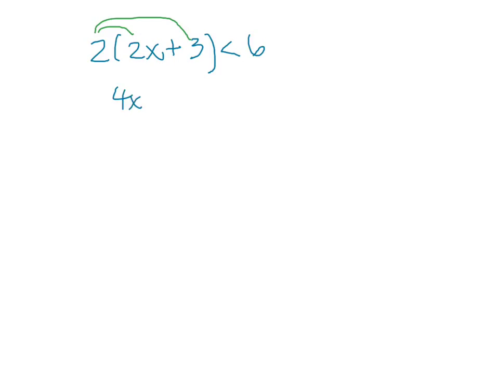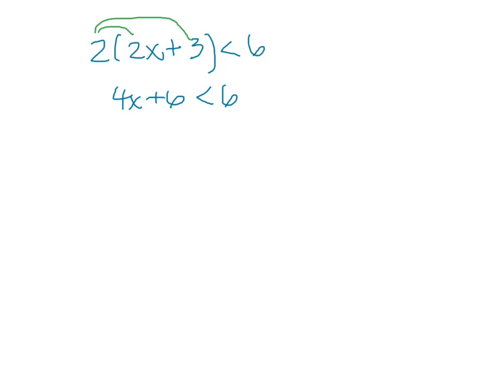This example is 2 times the quantity of 2x plus 3 is less than 6. So step 1 is to get rid of the parentheses, and we do that by distributing. 2 times 2x is 4x. 2 times 3 is 6. Bring our less than, and bring down 6.